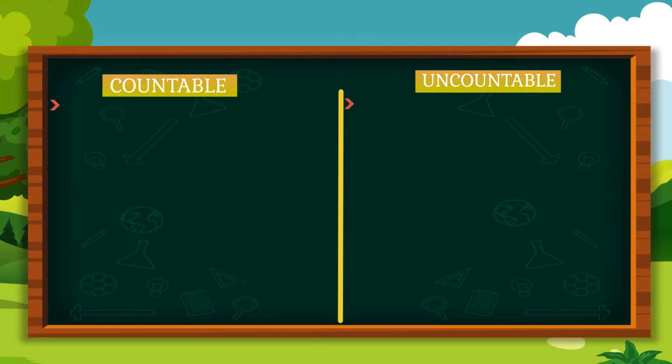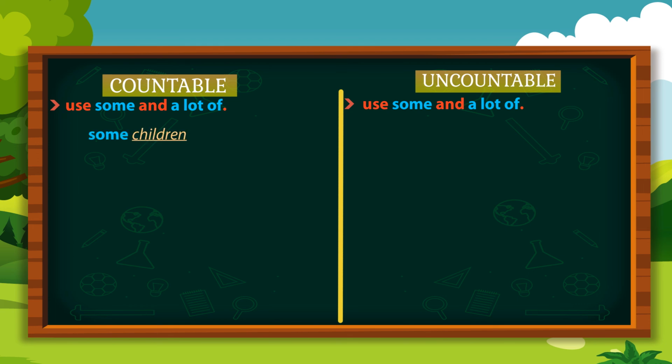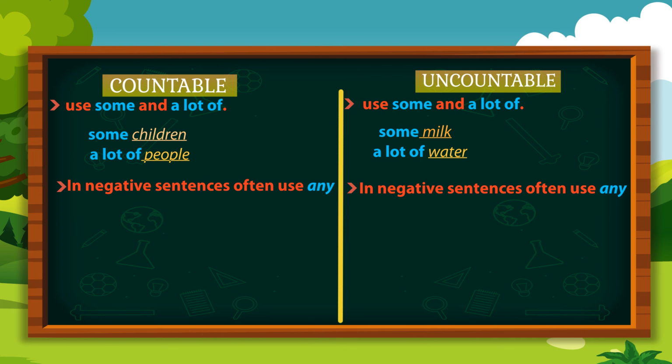Both countable and uncountable nouns use some and a lot of. Examples of countable nouns are some children and a lot of people. Now, examples of uncountable noun: some milk, a lot of water. In negative sentences, both countable and uncountable nouns often use any. Now, example of countable noun is: there aren't any books here, there isn't any juice in the jug.